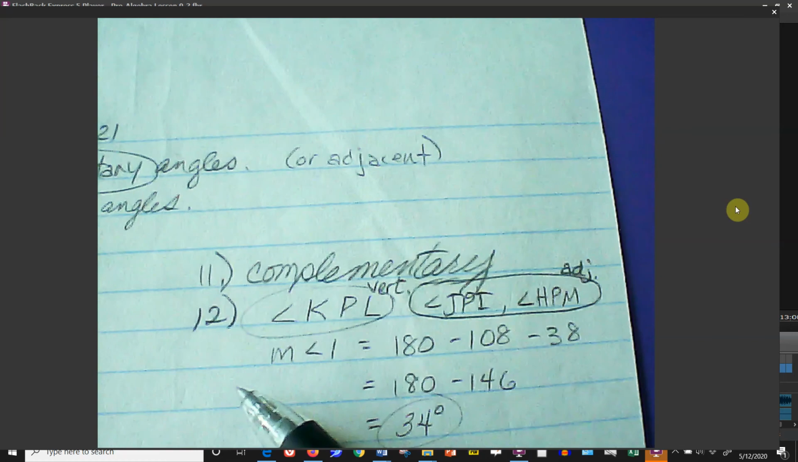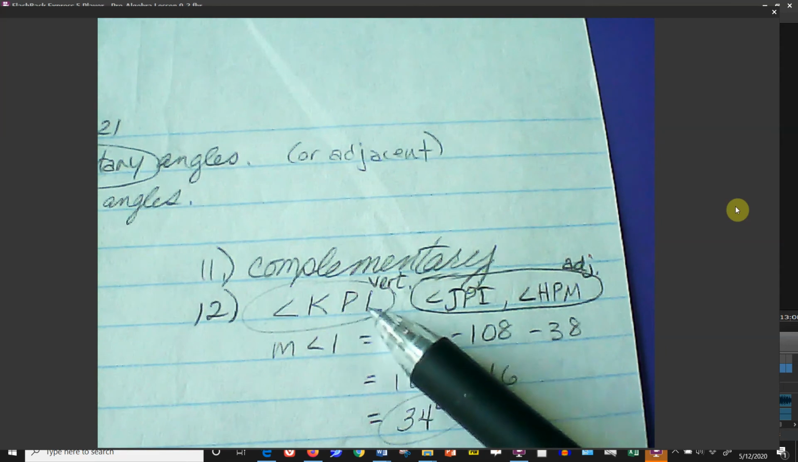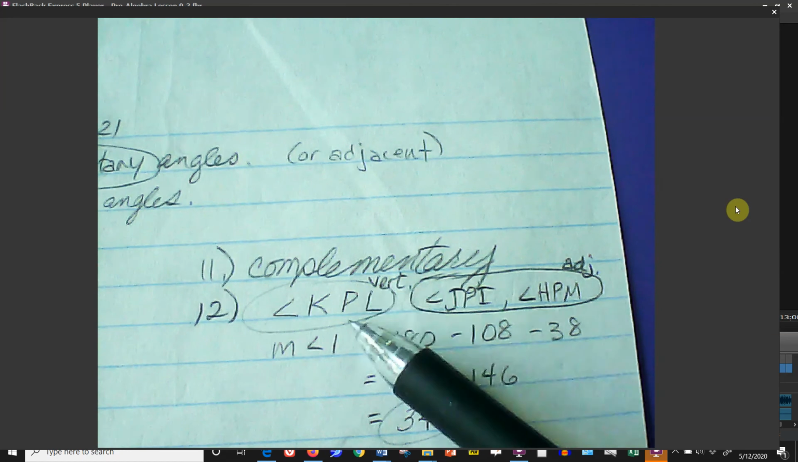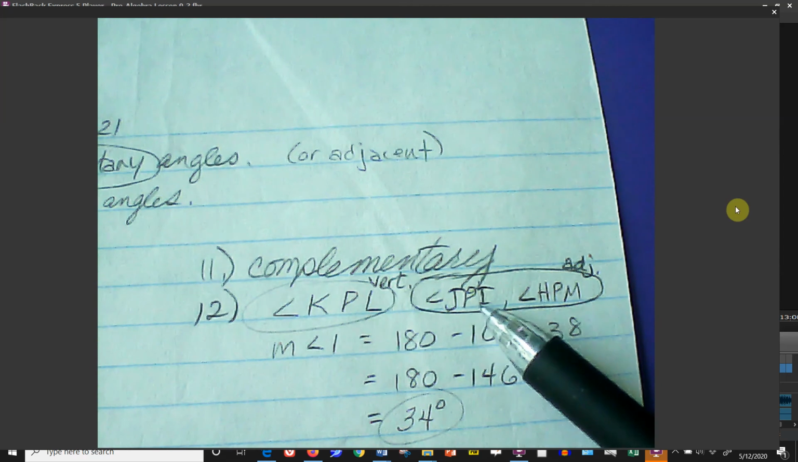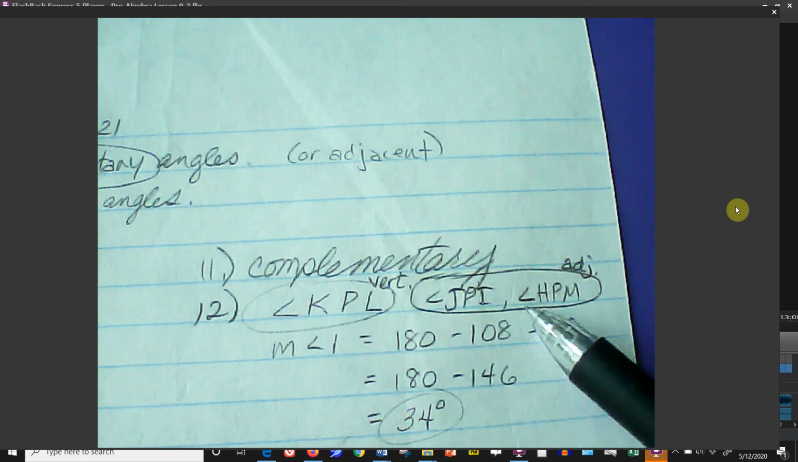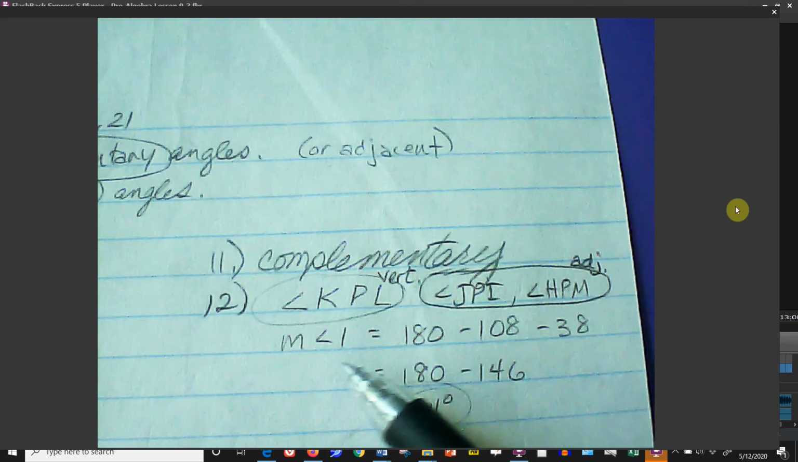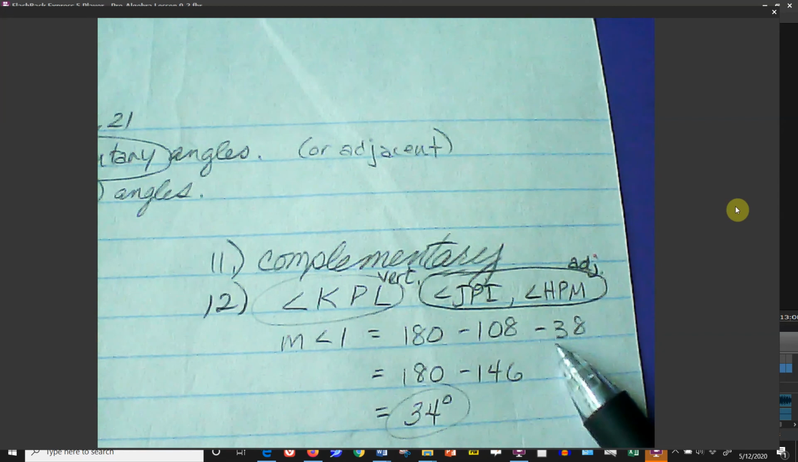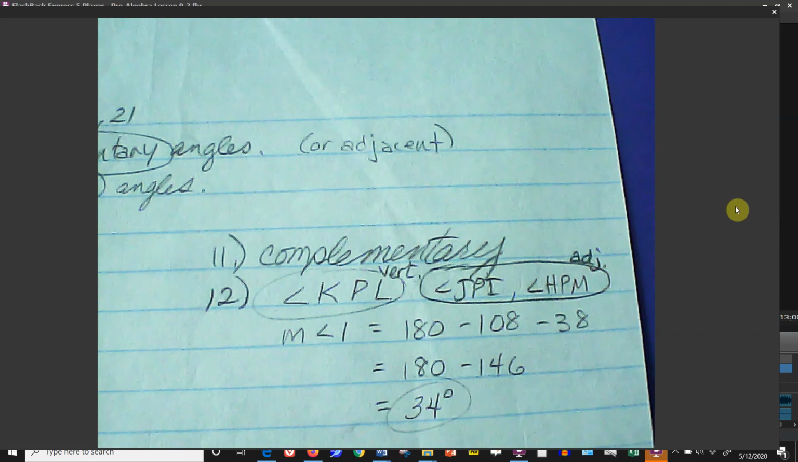Number 12, we had to find an angle that was vertical to the one given, and it's angle KPL. You could also have angle LPK, but P has to be in the middle because that's the vertex. Adjacent to that angle would either be angle JPI, otherwise known as angle IPJ, and angle HPM, otherwise known as angle MPH. Then the measure of angle 1. You do 180 minus 108 minus 38 because you take the other 2 off, right? Which is 180 minus 146 if you want to combine those, and that would be 34 degrees. So the measure of angle 1 is 34 degrees.